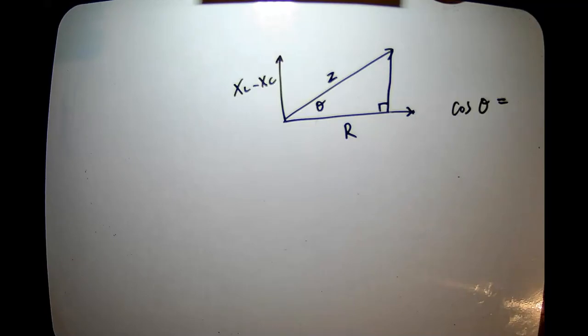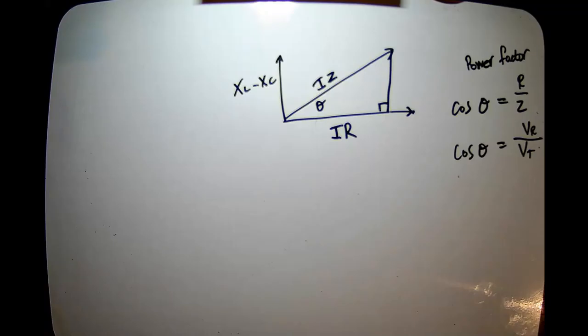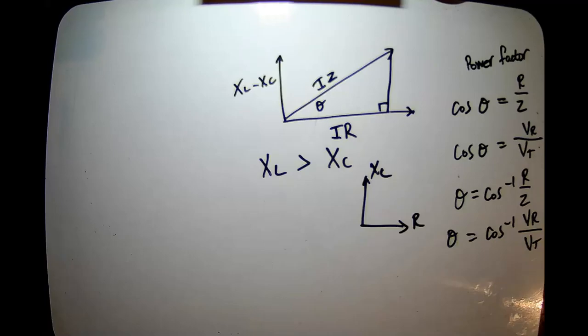So cos theta is equal to R over Z using the diagram, and that's what we call power factor. We can also calculate it using these values. So cos theta is equal to VR over VT. To find the angle, theta equals cos to the minus 1 of R over Z, or cos to the minus 1 of VR over VT. And this is how we can calculate power factor.